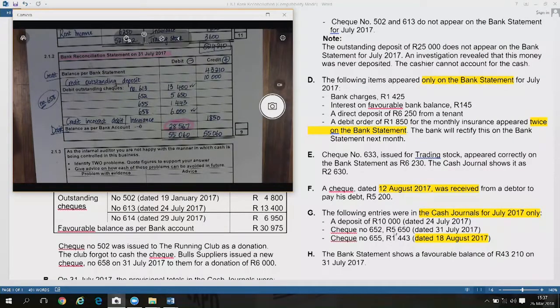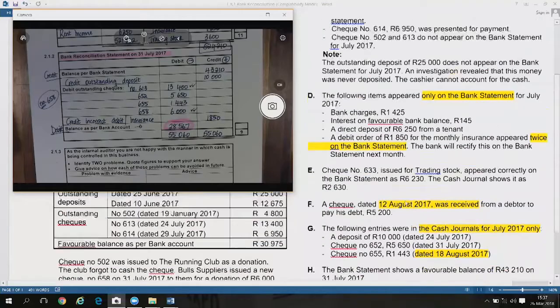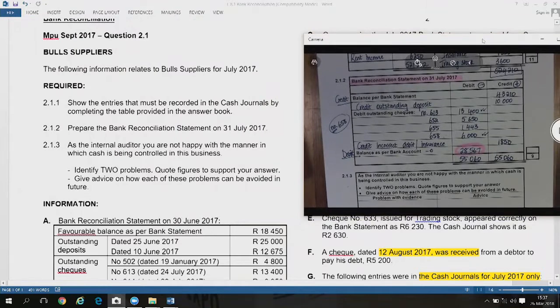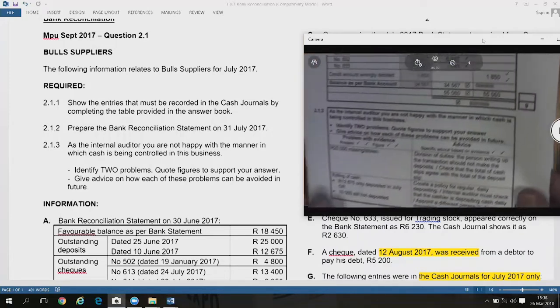Now the question is 2.1.3. Okay, we are done with all the information there. We can quickly go back to that one question there. They say, as the internal auditor, you are not happy with the manner in which cash is being controlled in this business. Identify 2 problems, quote figures to support your answer. Identify 2 problems, and then give advice on how each of these problems can be avoided in future. I think the biggest problem is the 25,000 Rand that's missing.